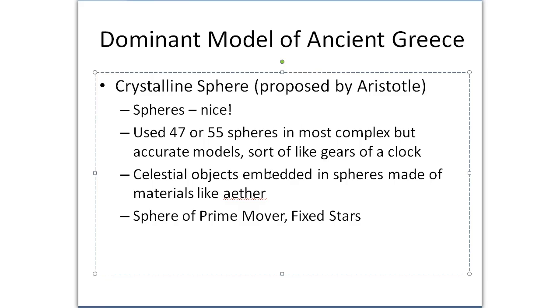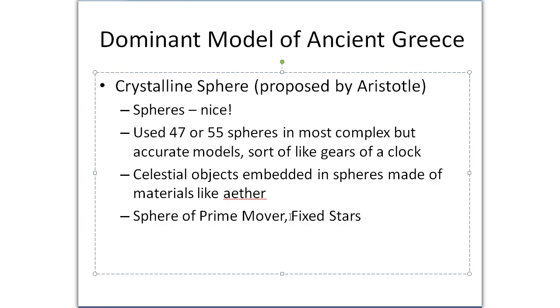The actual celestial objects like Mars and Venus and so on were embedded in spheres made of different materials, which also gave them different properties. And one of those materials was a property that crops up a lot in natural philosophy and later on in physics even, called the ether. He also made a sphere at the very edge, called the sphere of the prime mover, and this was an unchanging pattern of motion that gave rise to all other motion for all other celestial objects.